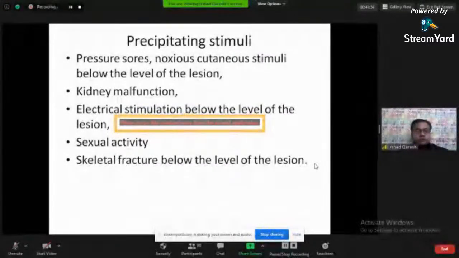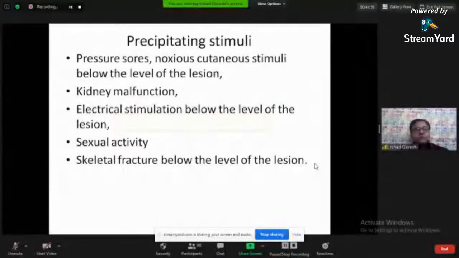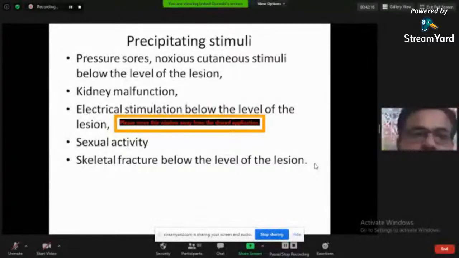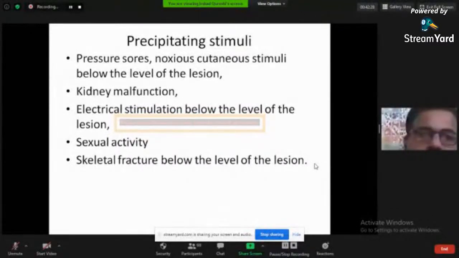So be very cautious, especially the students who are at the learning stage and those who have not yet been exposed to spinal cord injury patients, and who prefer to use electrical modalities in upper motor neuron lesion. There is also sexual activity, which acts as a precipitating stimulus, and skeletal fracture below the level of lesion, which usually occurs in road traffic accidents or during acts of violence. This is a common associated stimulus along with spinal cord injury.